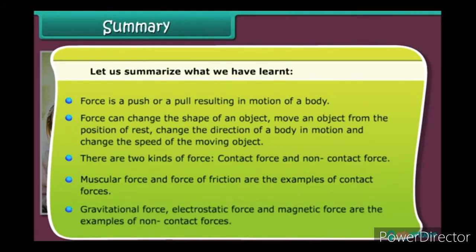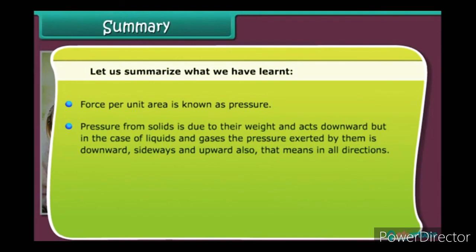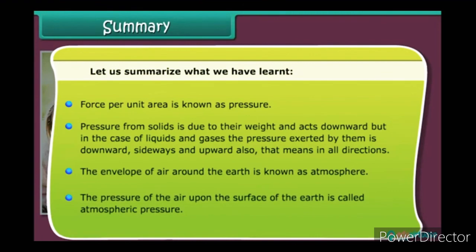Force per unit area is known as pressure. Pressure from solids is due to their weight and acts downward, but in case of liquids and gases, the pressure exerted by them is downward, sidewise, and upward also. That means in all directions. The envelope of air around the earth is known as atmosphere. The pressure of the air upon the surface of the earth is called atmospheric pressure.